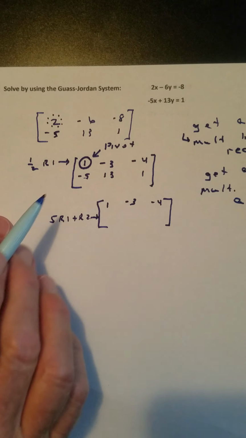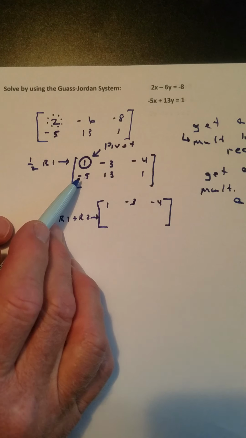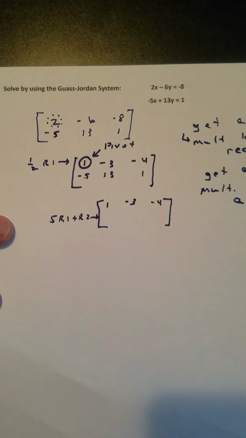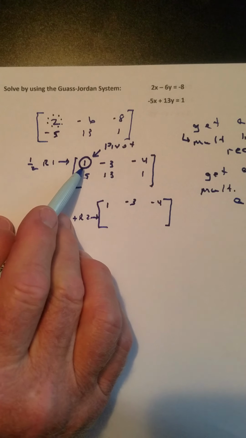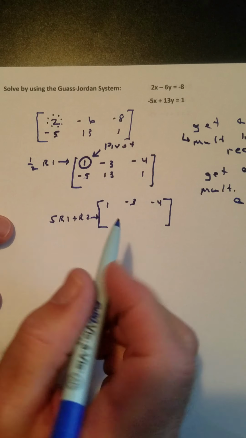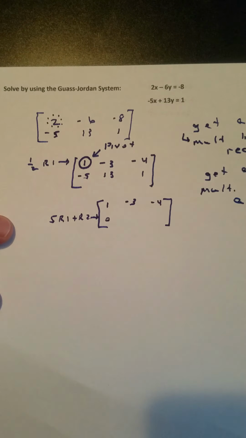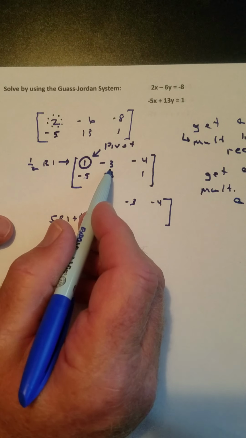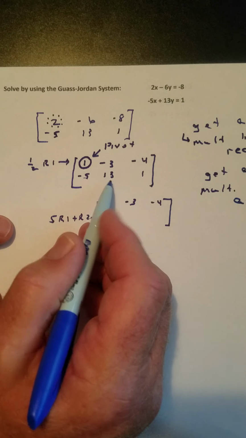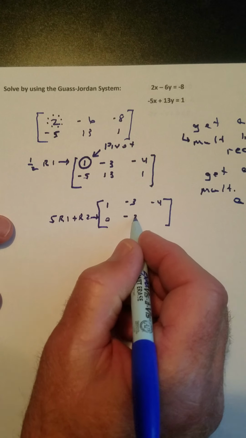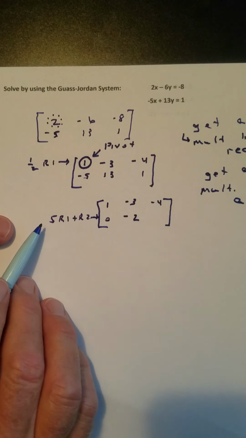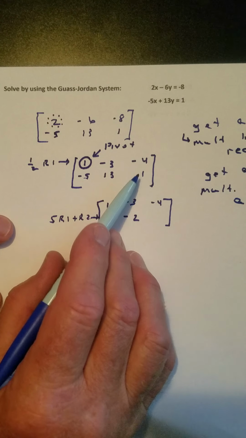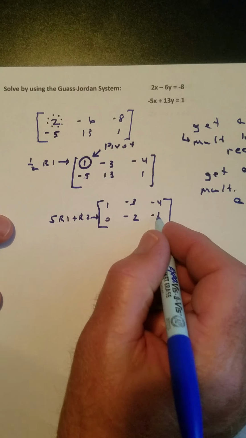The number that you multiply is really the opposite of whatever that is. So you could say multiply by the opposite and add. So 5 times 1 is 5. 5 plus -5 is 0. 5 times -3 is -15. -15 plus the 13 below it is -2. 5 times -4 is -20. -20 plus 1 is -19.